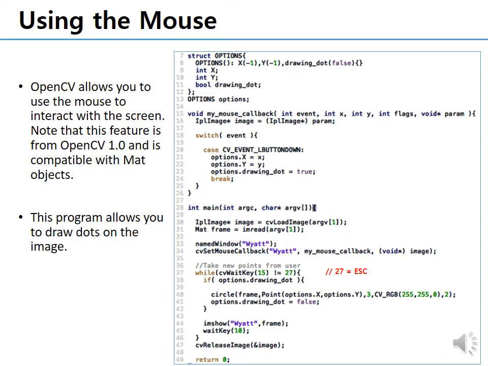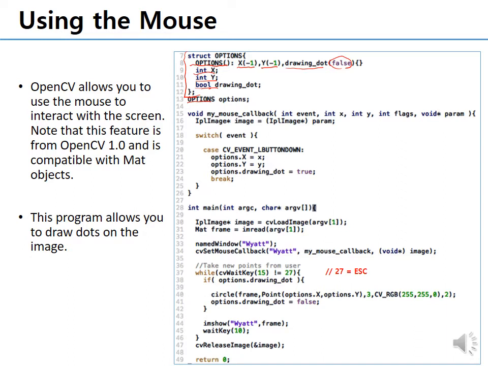Here is a structure, Options. This is a constructor of this Options structure. So when we call the Options structure, we set the initial state: x equals -1, y equals -1, and drawing_dot set to false. The drawing_dot is a Boolean variable.